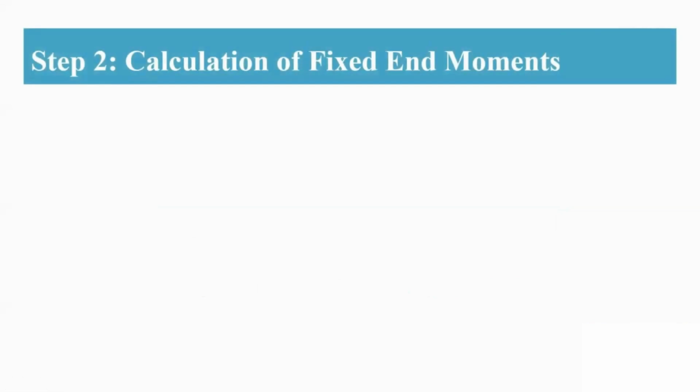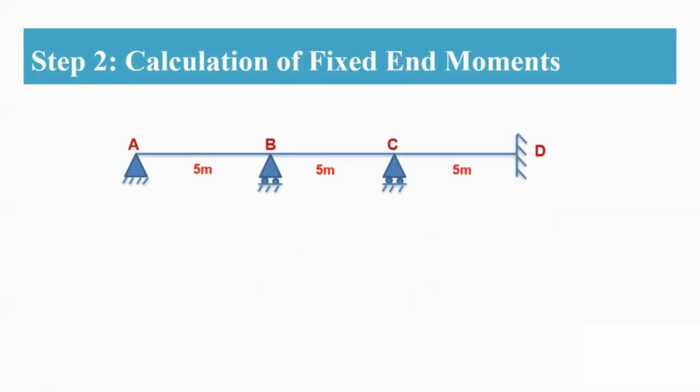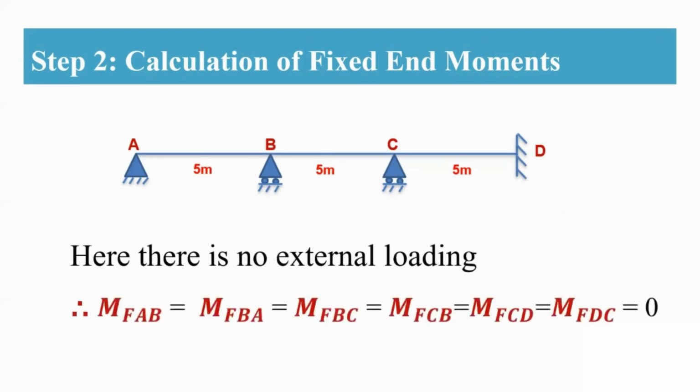Here you are going to calculate the fixed end moments. In this problem, the load is not given. Therefore, the fixed end moments for all the spans will be equal to 0. As there is no external loading, MFAB, MFBA, MFBC, MFCB, MFCD, and MFDC, all the moments are equal to 0. And coming to the third step, here you are going to use the slope deflection equations.